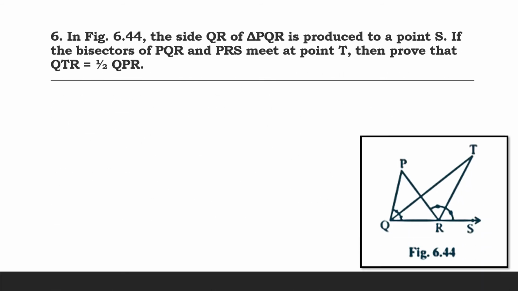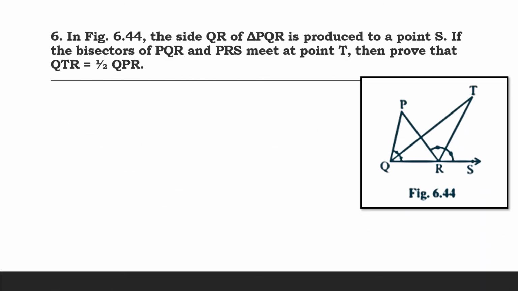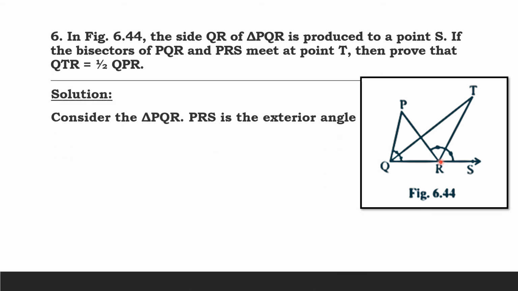Next sum. In figure 6.44, the side QR of triangle PQR is produced to a point S. Here you can see that QR is produced to point S. If the bisectors of angle PQR and PRS meet at point T, then prove that QTR would be half of QPR. Let's see how we will prove this.